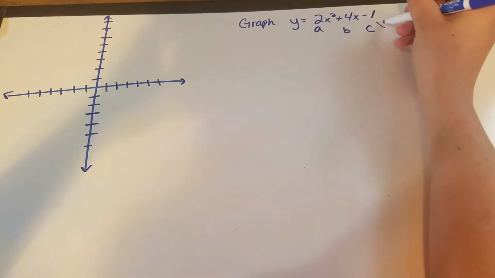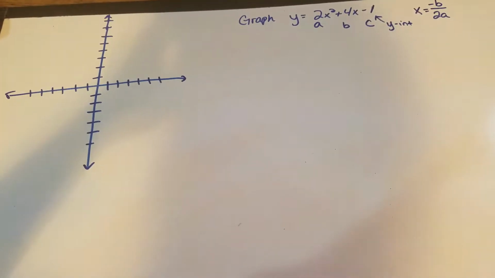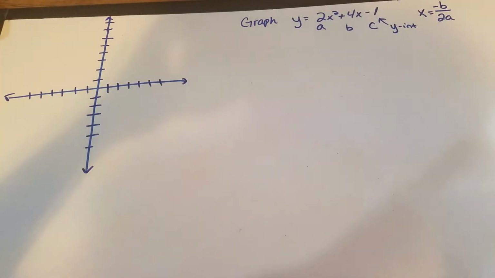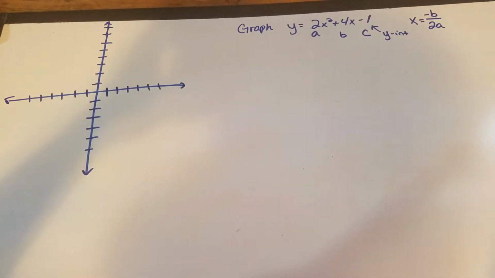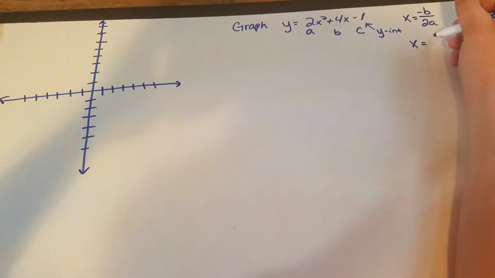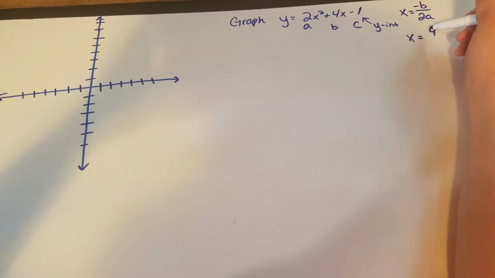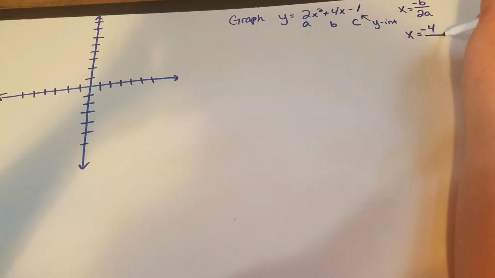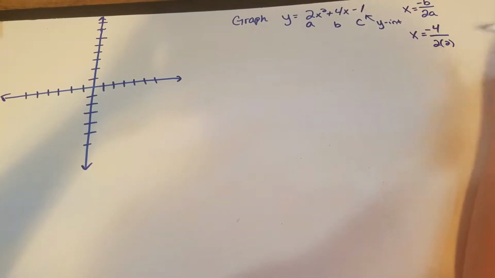The c is useful because that does tell us our y-intercept. So we can put that on our graph if we would like, which it will end up on there, so I'll show you that again in a little bit. So we're going to plug in our b value, and we are going to switch the sign, making it a negative. So in this case, it was a positive 4. So we're going to make it a negative 4 over 2 times our a value, which is 2.